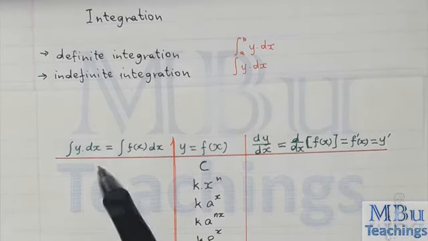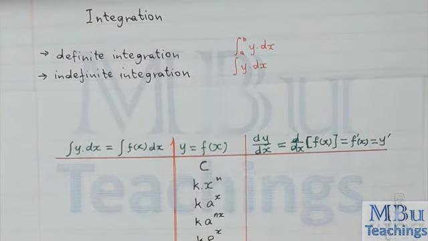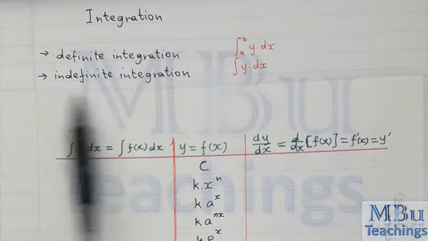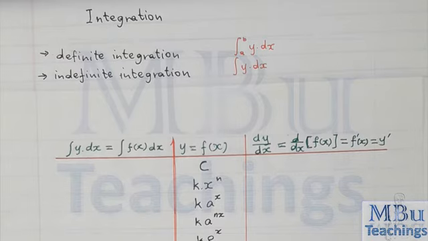And the second type, which is the indefinite, can also be observed as the reverse of differentiation. Remember, the previous section was differentiation. So this particular type of integration can be observed as the reverse of it. So let's start with the latter.